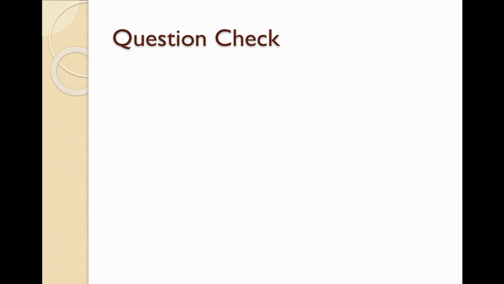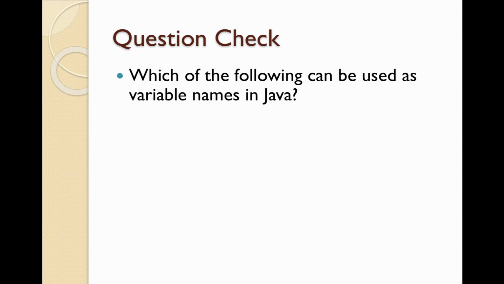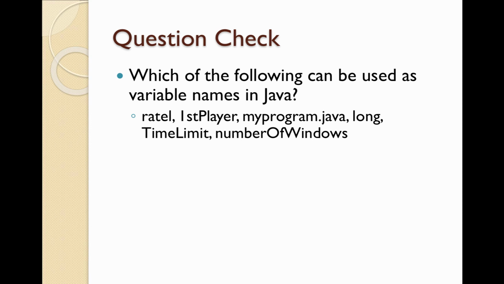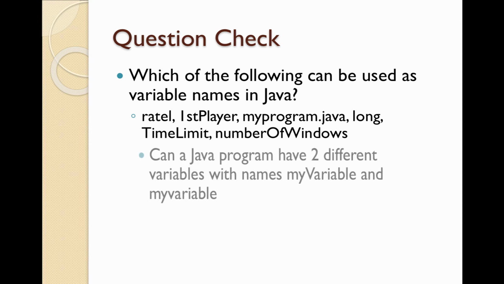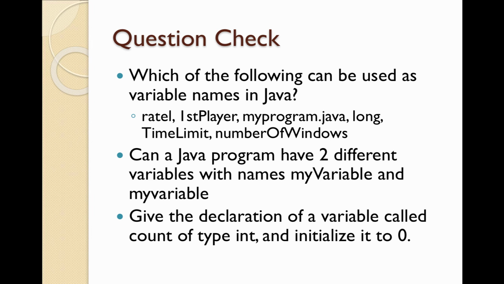Here's our question check. Which of the following can be used as variable names in Java? We've got some variable names here. Can a Java program have two different variables with the names myVariable with a lowercase v and myVariable with an uppercase V? And finally, give the declaration of a variable called count of type int and initialize it to 0.